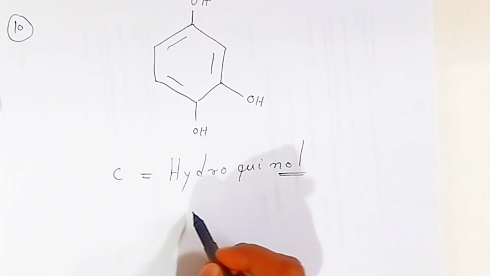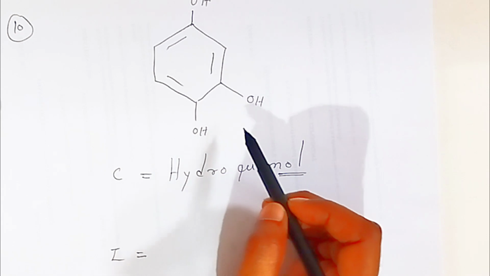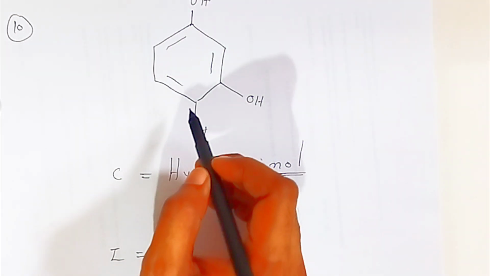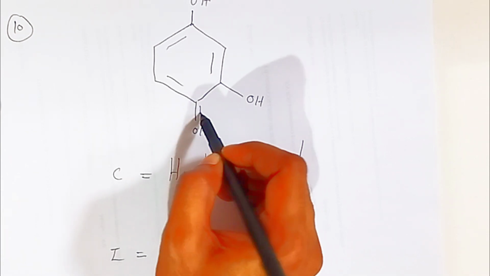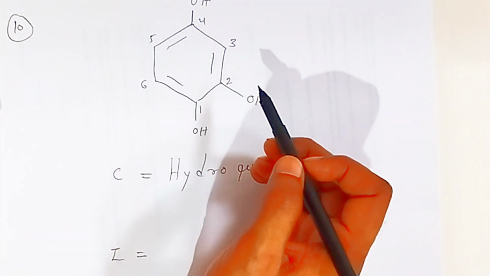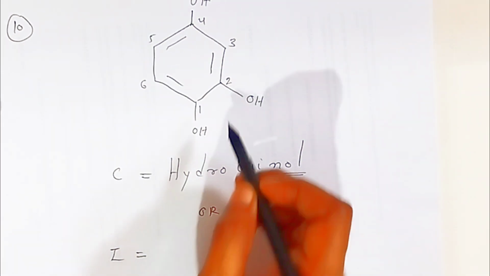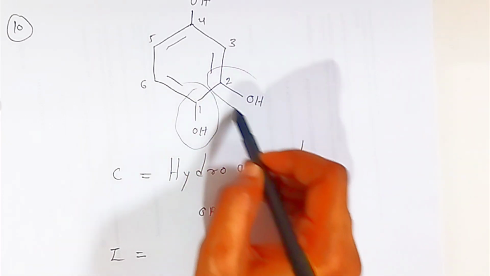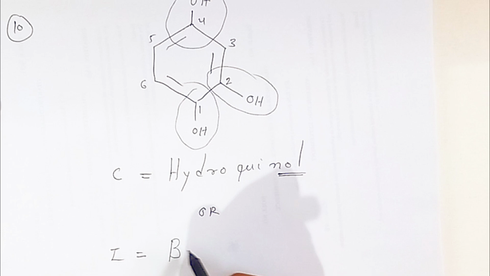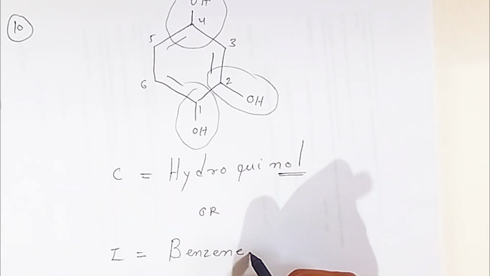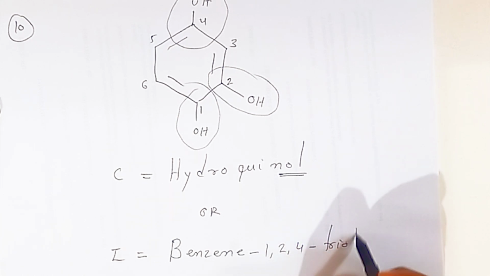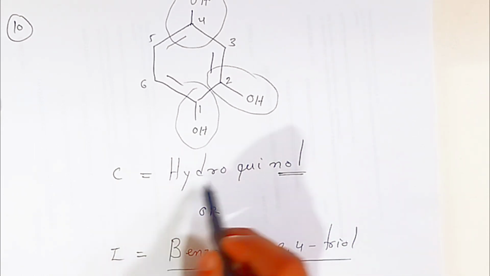What will be the name of this in the IUPAC system, students? How to name it? For that, you have to start the numbering in such a way that you get the least numbers. So suppose you start from here 1, then this carbon will get 2, 3, 4, 5, 6. Understanding, students? So what will be the name? At carbon number 1 you have 1 hydroxyl group, carbon number 2 the second, and carbon number 4 the third hydroxyl group. So the name of the compound will be benzene-1,2,4-triol. So benzene 1 2 4 triol is nothing but hydroquinol.